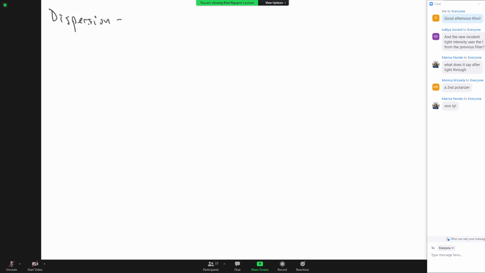So dispersion occurs in any substance in which the index of refraction varies with the wavelength. That's right. Different wavelengths cause different angles of refraction. Okay. So we see dispersion on the macro scale.